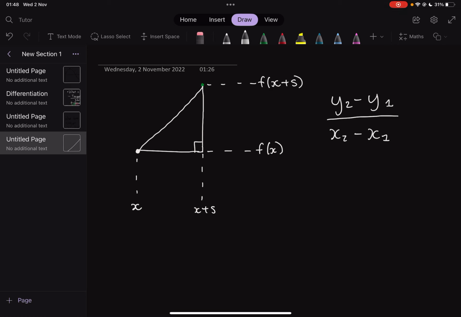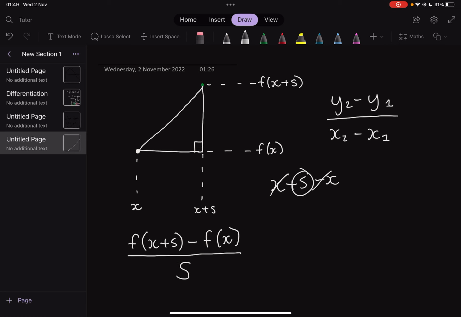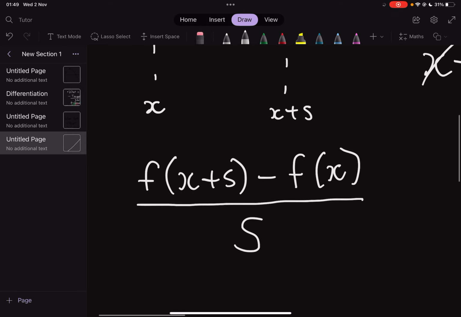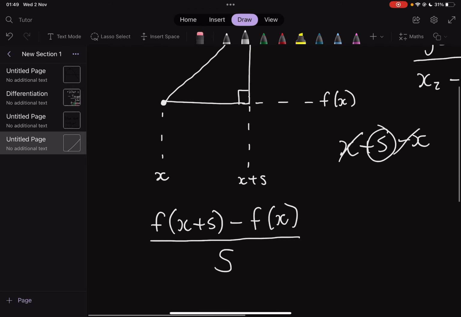So y2 in this case is f of x plus s, and then y1 is the regular f of x. Now x2 minus x1, in this case this is x plus s minus x, and these will cancel out to leave only s. So the gradient will be of this equation: f of x plus s minus f of x, over s.